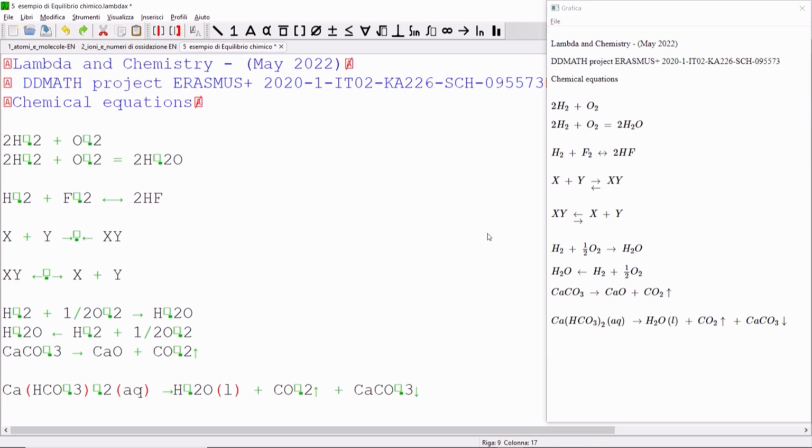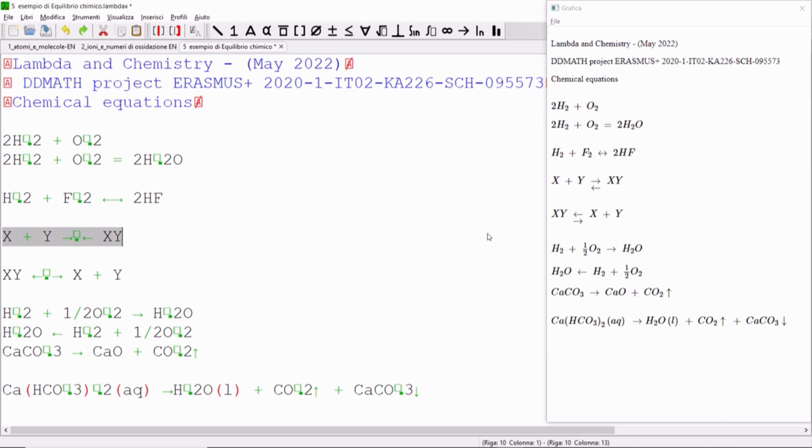Let us now write an example of a chemical equilibrium with a shift of the equilibrium to the right. In this case we enter right arrow and left arrow with attribute subscribed. Here is an example. X plus Y right arrow subscribed left arrow XY.